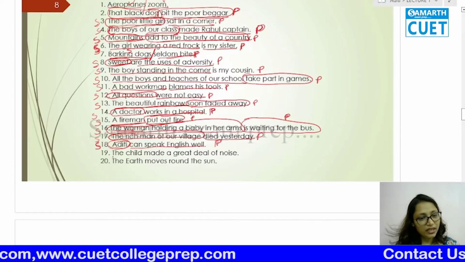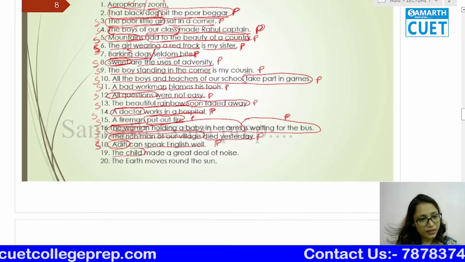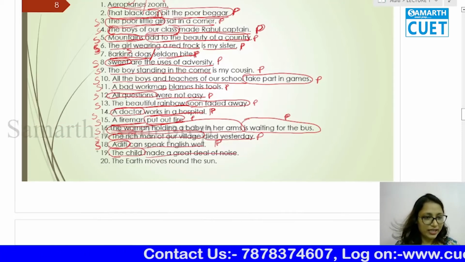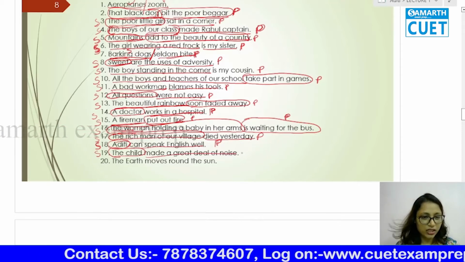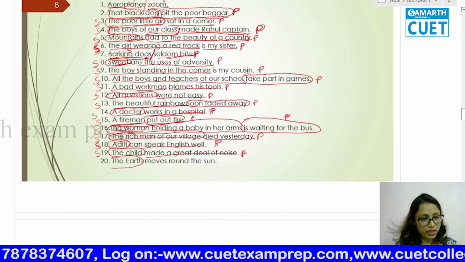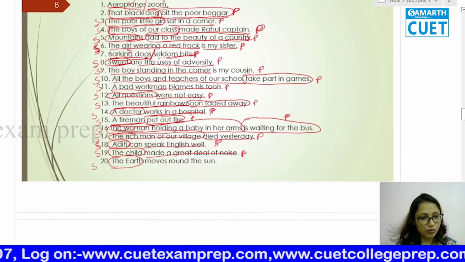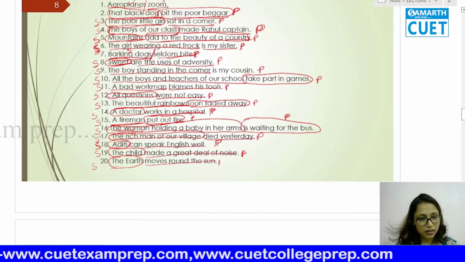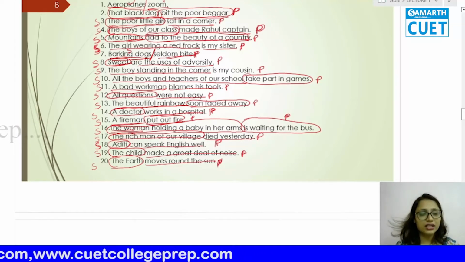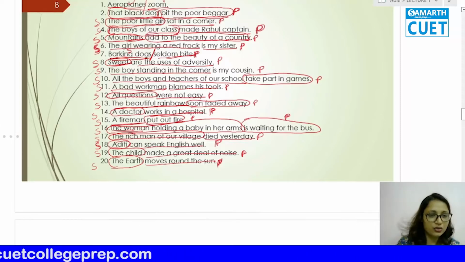The child made a great deal of noise. The child is the subject here, and "made a great deal of noise" is the predicate. The earth moves round the sun. The earth is the subject here, "moves round the sun" is the predicate. So I'm sure most of you have got it right, because you are amazing students, and I am an amazing teacher, hopefully.